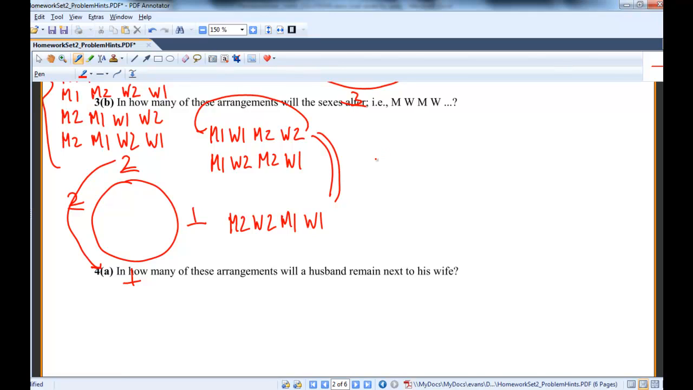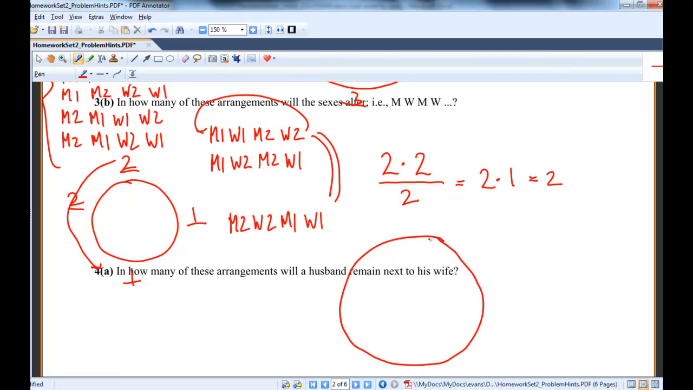So I have the same idea as before, 2 times 2, but now I have to divide by 2 because of the turn of the table. So now I just have 2 times 1, or 2. So I get the idea, and then I would try a little bit bigger case, the 3 by 3. And if you agree with that, then you can already see I'm forming a pattern. So here's 1, 2, 3, 1, 2, 3. So 3 choices for the first man, but then 3 choices for the first woman. 2, 2, 1, 1. So it looks like 3 factorial times 3 factorial.